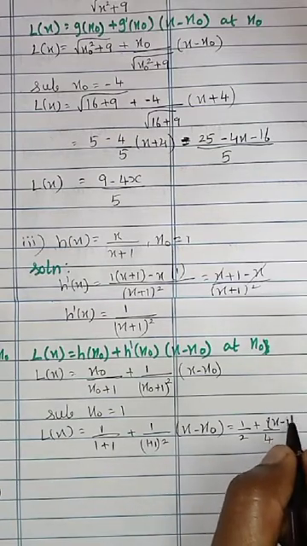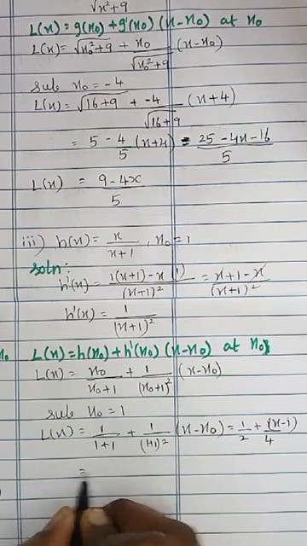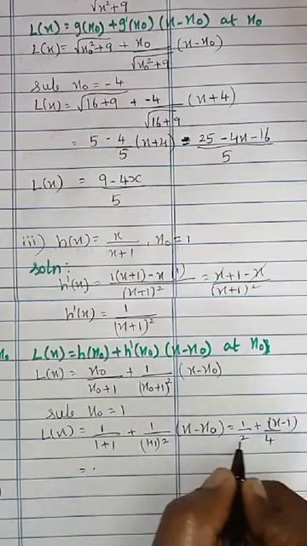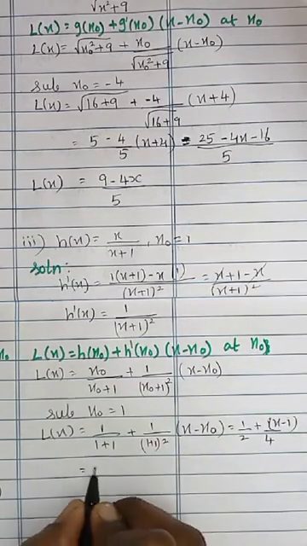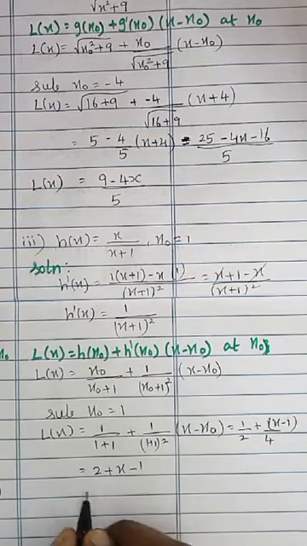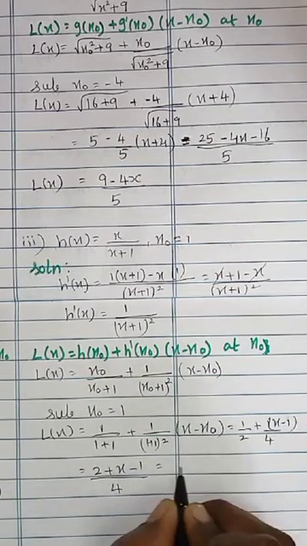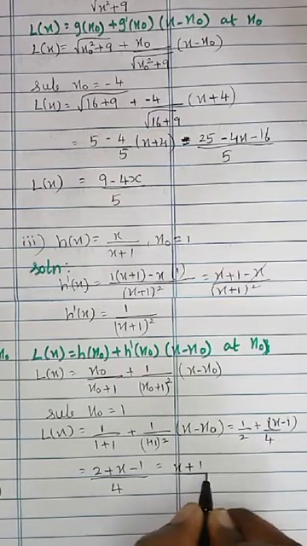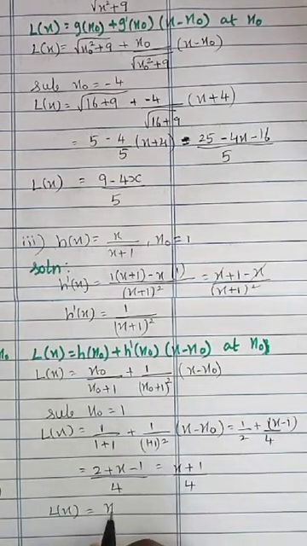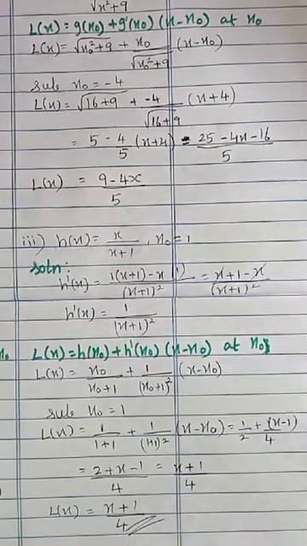If we simplify this, taking LCM, 2 is the LCM. So 2 plus x minus 1 by 4. If you simplify this again, this will become x plus 1 by 4. So your L of x equals x plus 1 by 4 is your final answer.